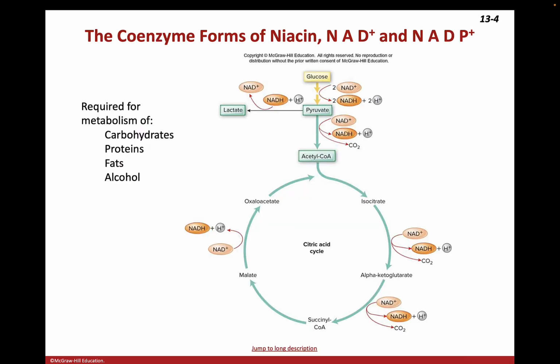Now, this is something that we have seen previously, and when we look at the coenzyme forms of niacin, primarily NAD+ and NADP+, we know that it is required for the metabolism of carbohydrates, proteins, fats, and alcohol. And we know that NAD+ is used so that we can actually form NADH and electron transport molecules.